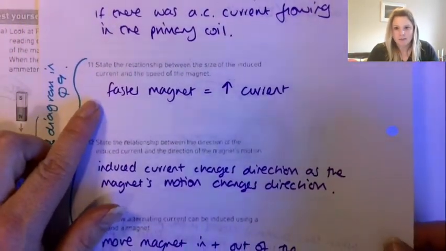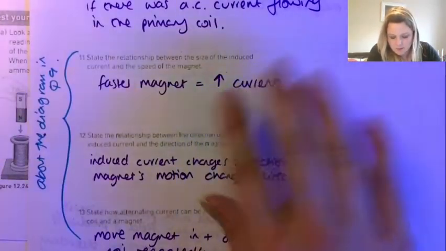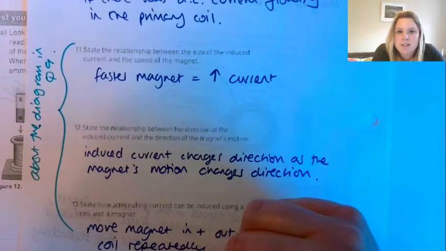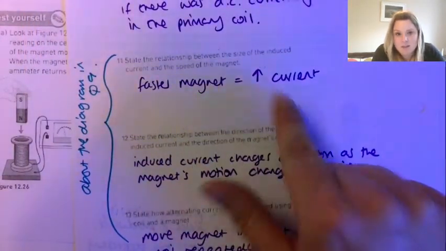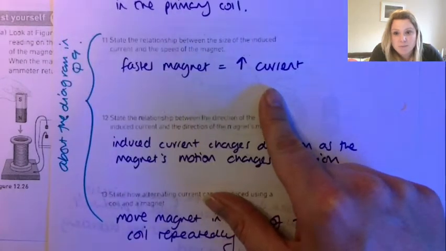Now, 11. So this is really going back to this stuff, I think it was, wasn't it? State the relationship between the size of the induced current and the speed of the magnet. Yeah, so the faster the magnet is, the higher your current is going to be.